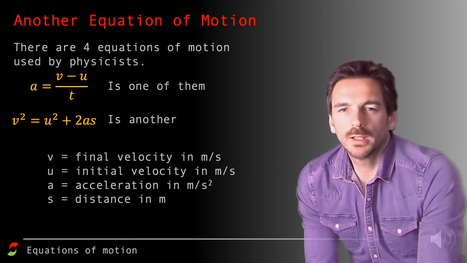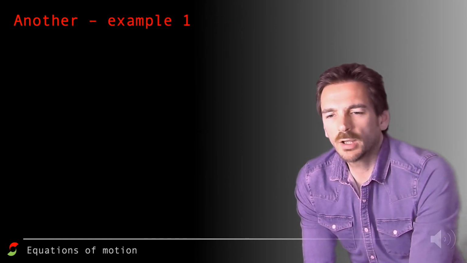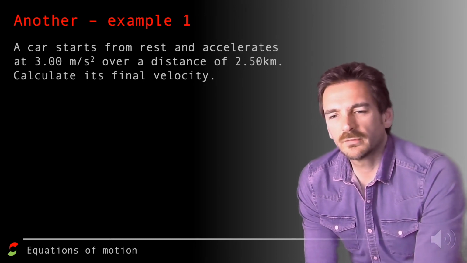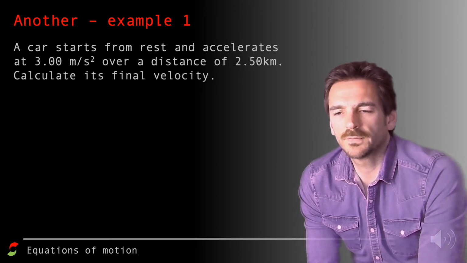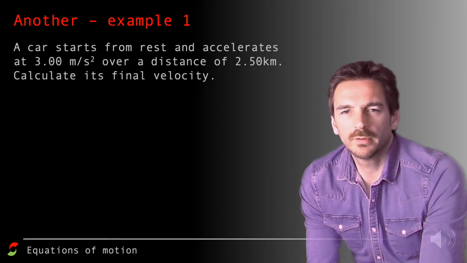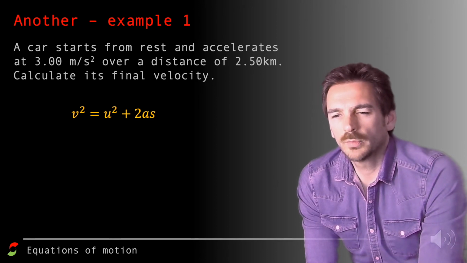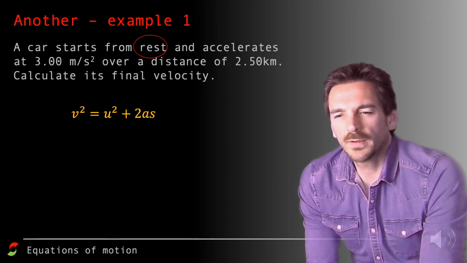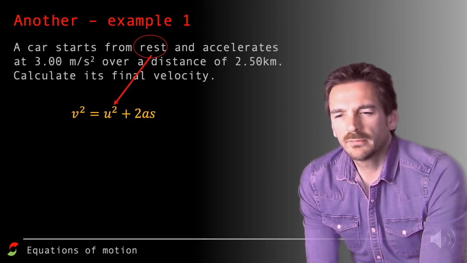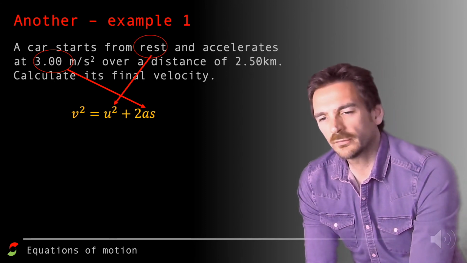So let's have a look at an example of this, another equation. So a car starts from rest and accelerates at 3 meters per second squared over a distance of 2.5 kilometers, and we're going to calculate the final velocity. So we write the equation down, v squared equals u squared plus 2as. And what we can do is identify all the different variables. At rest, well, that's going to be u, and it accelerates, so that's going to be a, and the distance, 2.5, that's going to be s.